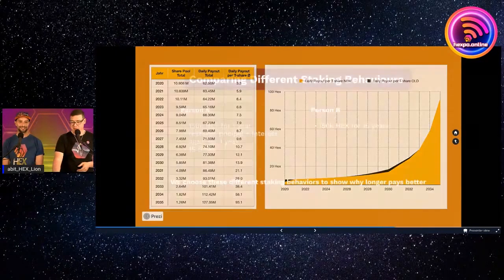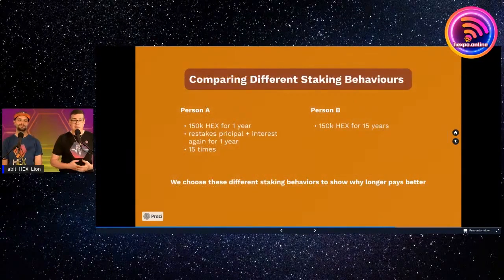So let's go on. And now, after making all these assumptions, we are now able to compare different staking behaviors. What we would like to show you is how much more beneficial it is to stake long from the get-go. What we have here are two persons, person A and person B. Both persons have 150,000 HEX, and they had that already a year ago when we made the first Power of T-shares at the last HEX online conference.